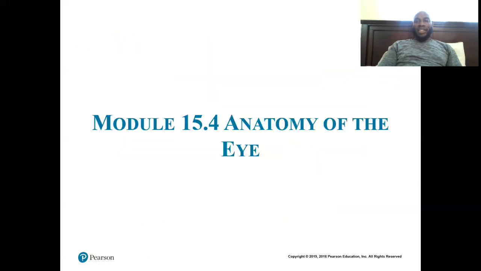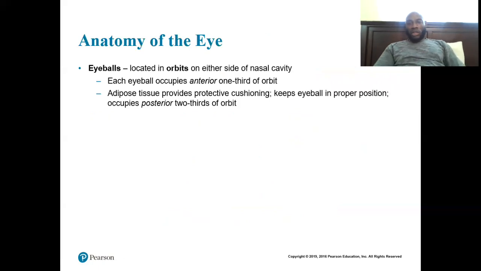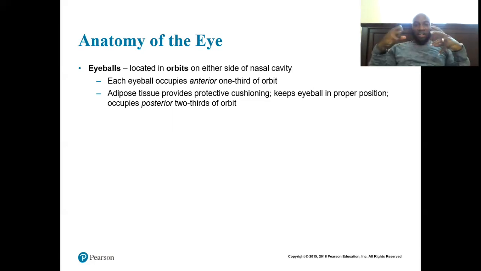Now let's go over the eye. All right, so the eye is a very complex organ. The eyeballs are located in orbits on either side of the nasal cavity, right beside your nose. Each eyeball occupies the interior one-third of the orbit. Adipose tissue provides protective cushioning. That's why if you get pushed, you can push on your eye a little bit. Don't do that, but you do have some adipose, some fat that helps protect it.